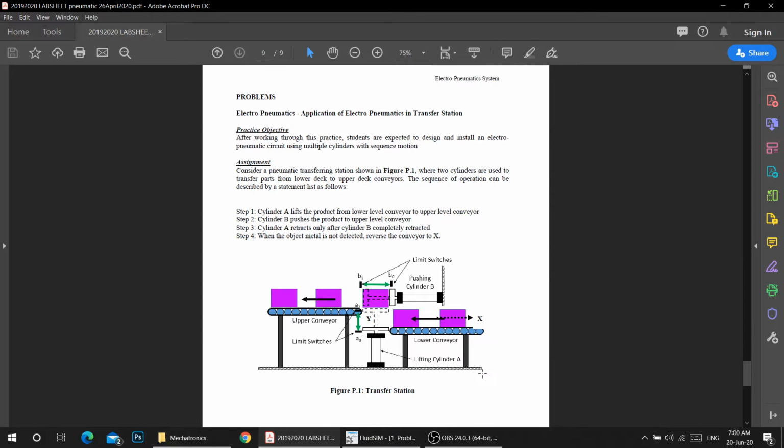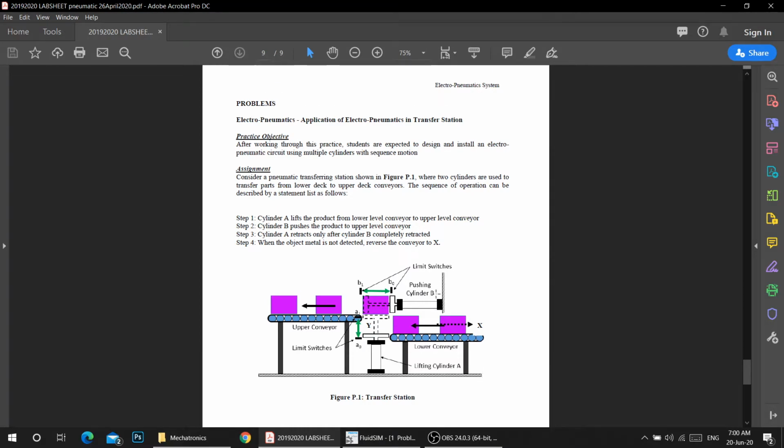Okay, so this is the problem that is given to us. The title is Electro-Pneumatic Application of Electro-Pneumatics in Transfer Station. So basically, there are 4 steps in these problems that we need to solve. The first step is to use the cylinder A to lift the product from the lower layer conveyor to the upper layer conveyor.